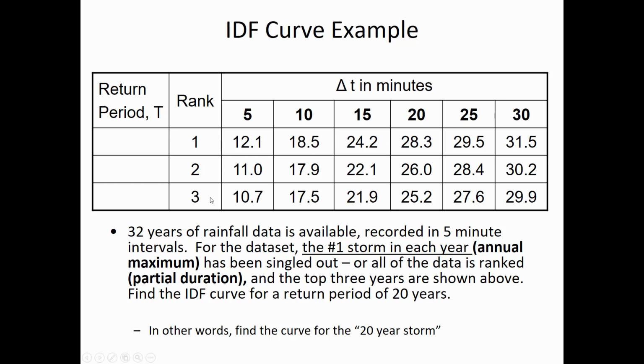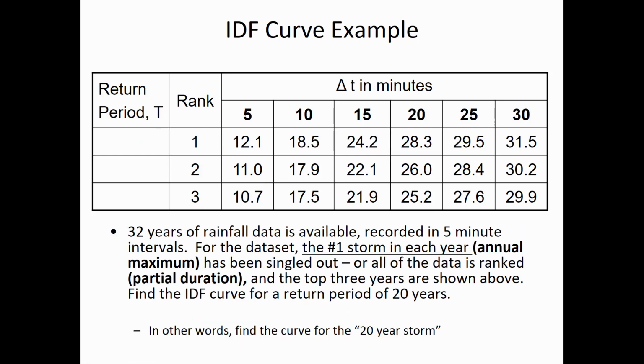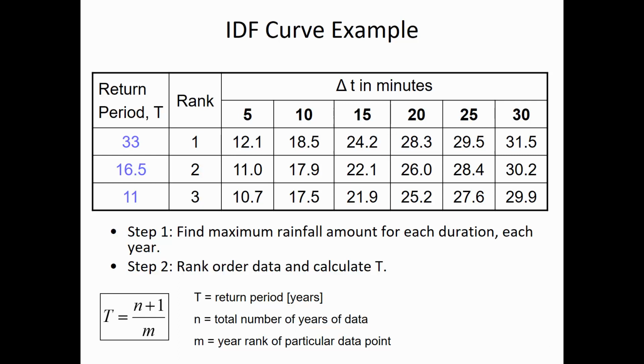All of the top storms for those years, we ranked from largest to smallest. So the return period, what we've seen is during the 32 years, the number one storm that we had was this one, where for a 5-minute duration it was 12.1 millimeters. What that means is that the return period for that particular storm is every 33 years.